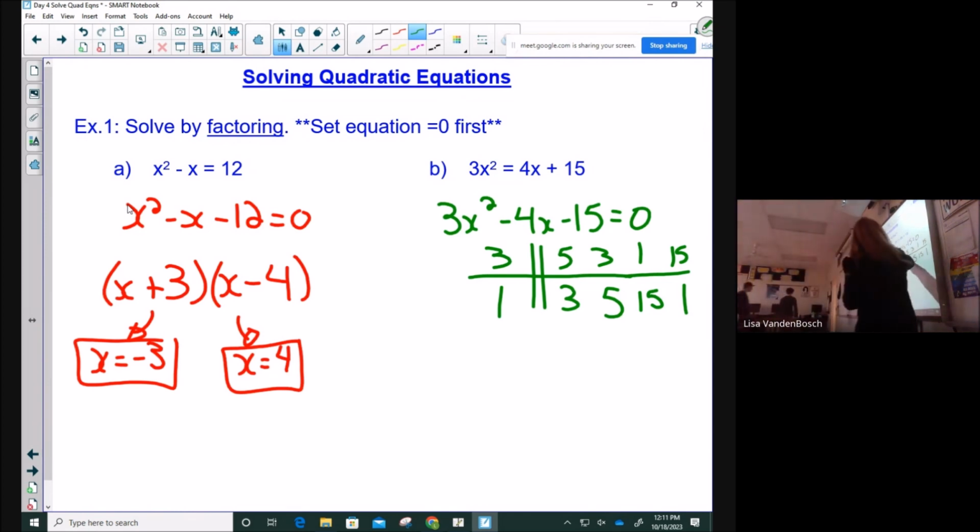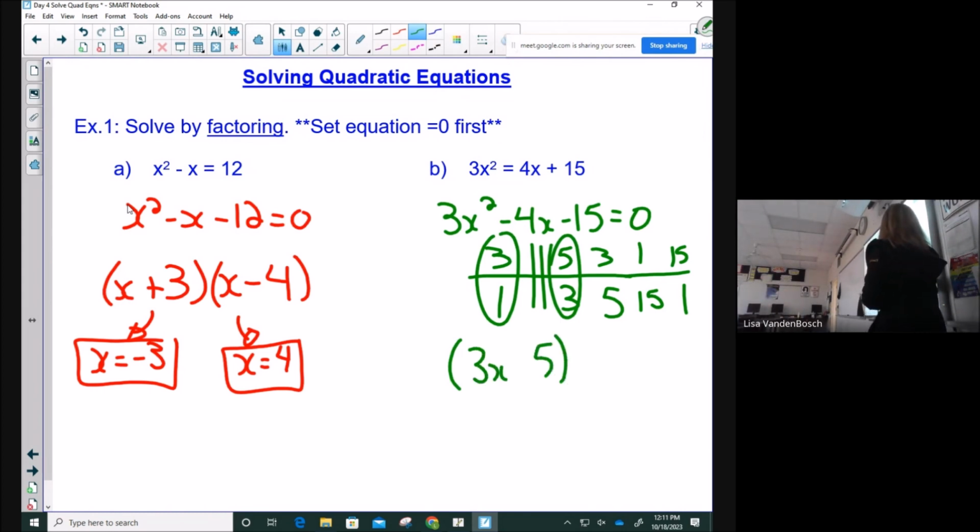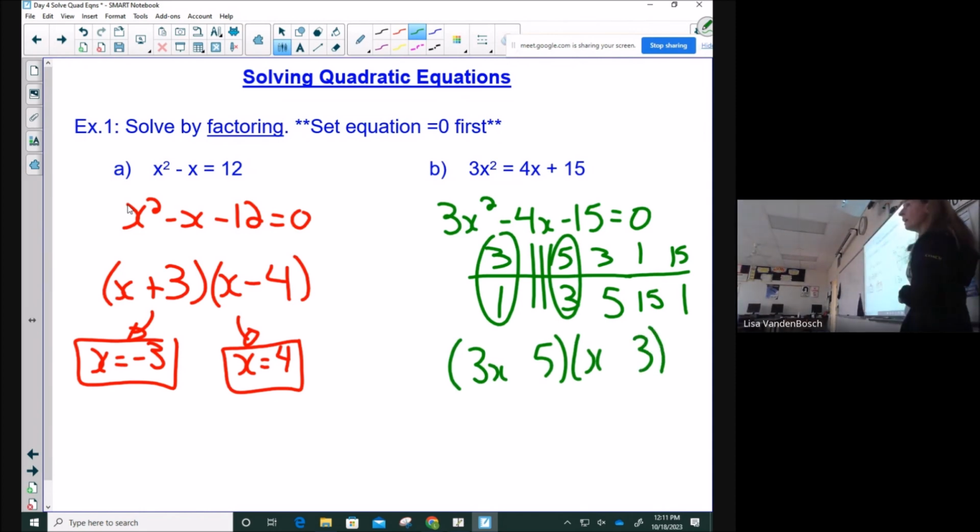Okay, so 3 and 1, 5 and 3, right? Okay, so what's in my one bracket? Somebody tell me. 3x and 5. What's in my other bracket? 1x and 3. Okay. They multiply to a negative number, so that means there's one of each. These two give me a 5x. These two give me a 9x. How do I get a negative 4x? Negative 9 plus 5.